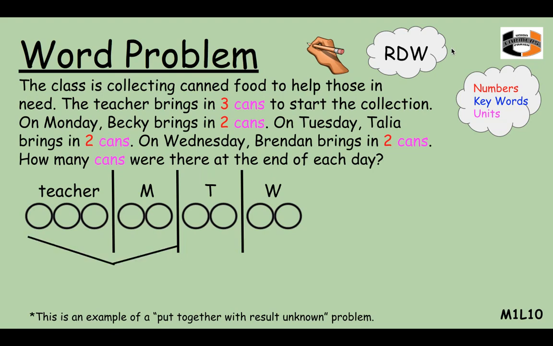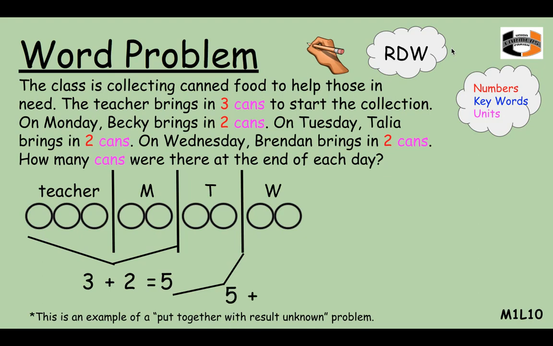So we're going to start with what the teacher brought, and then at the end of Monday, we're going to see what we had. 3 plus 2 equals 5. So at the end of Monday, we had 5 cans. Now we need to understand what we had at the end of Tuesday. So we're going to group in that 5 and then the 2 that we brought from Tuesday.